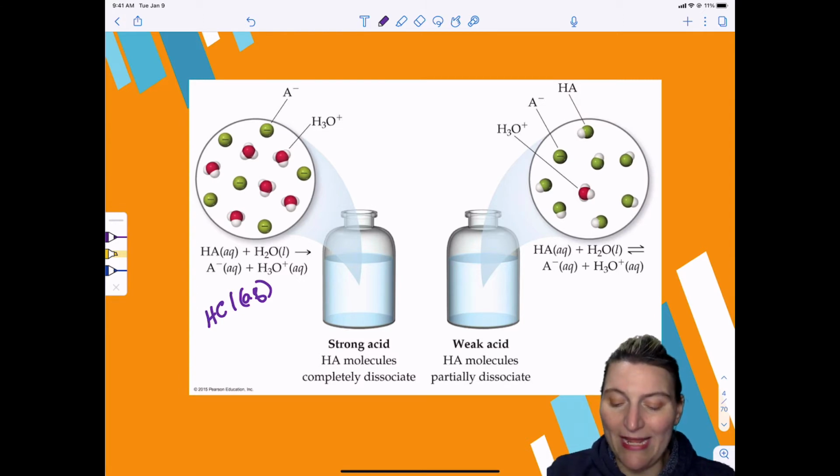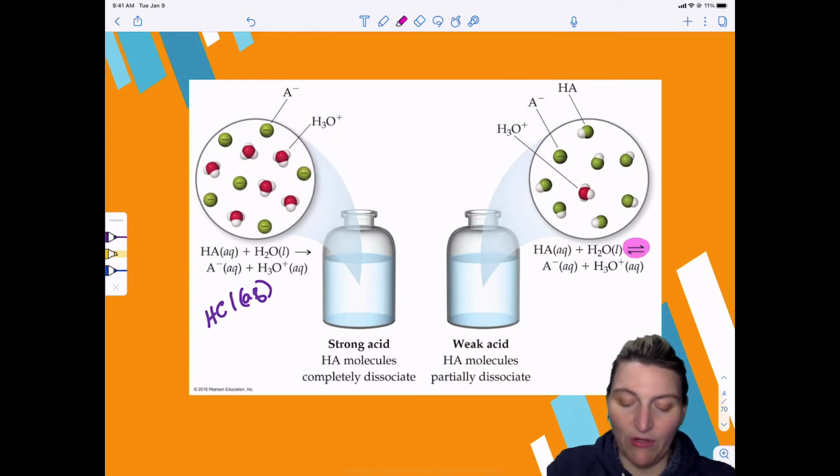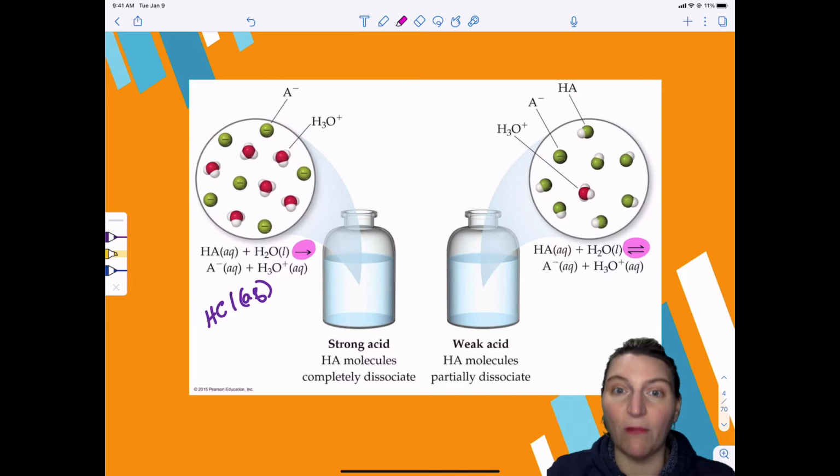A weak acid, though, only partially dissociates, which means that we get to introduce the equilibrium symbol, right? As opposed to the full arrow symbol with strong acids and strong bases. And you can see that most of the time, the weak acid is actually together. That covalent bond is still intact, whereas in a strong acid, it always breaks.